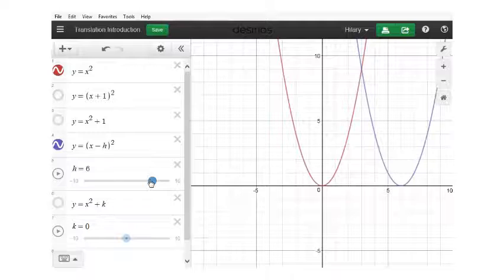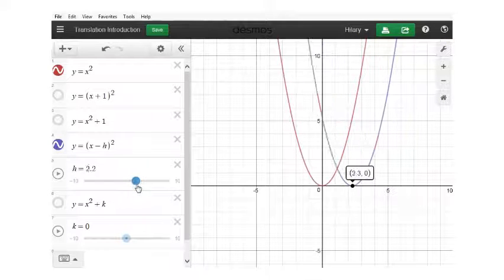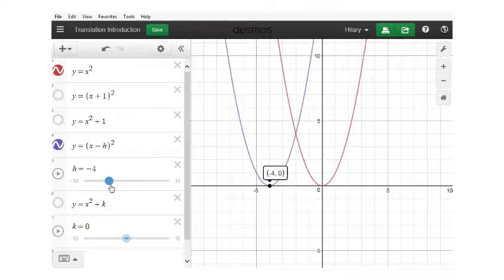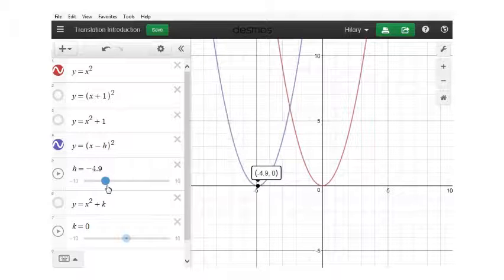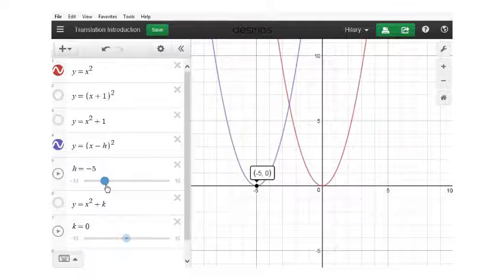And what was x minus 6? It moved to the right 6 points. So let's see what happens if it becomes a negative number. So if we're subtracting, so now if we do like x minus negative 5, so that would become x plus 5 all in that quantity, the point moved to negative 5, 0. So it instead moved to the left.